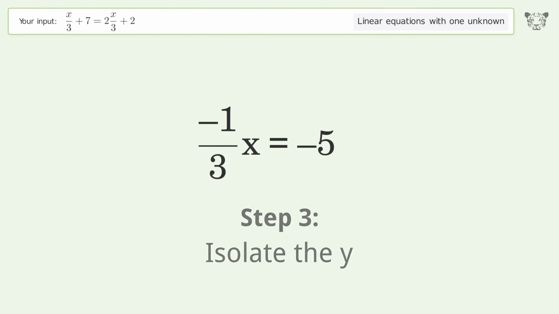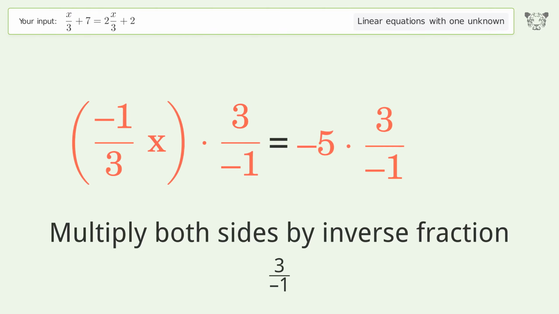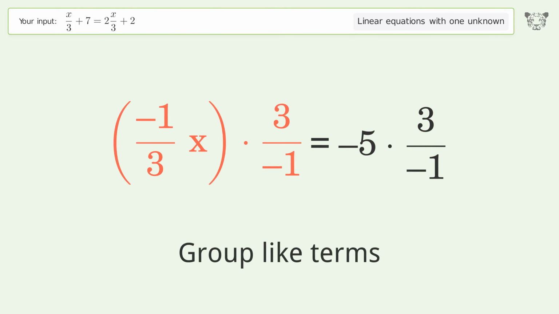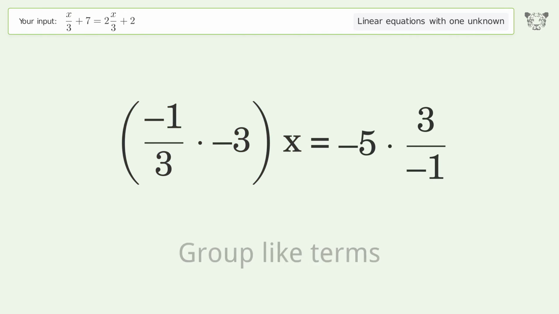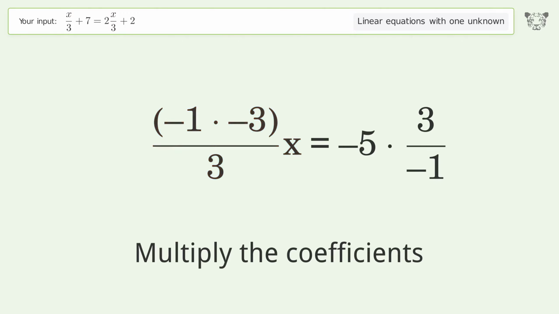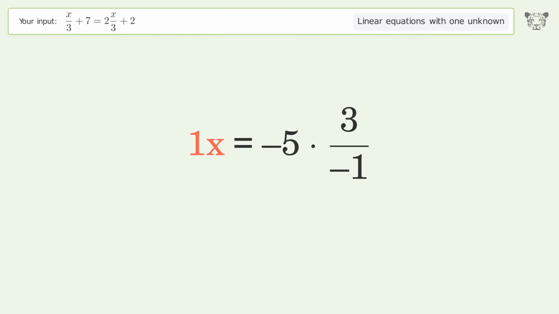Isolate the y. Multiply both sides by inverse fraction 3 over -1. Group like terms. Multiply the coefficients. Simplify the arithmetic. And so the final result is x equals 15.